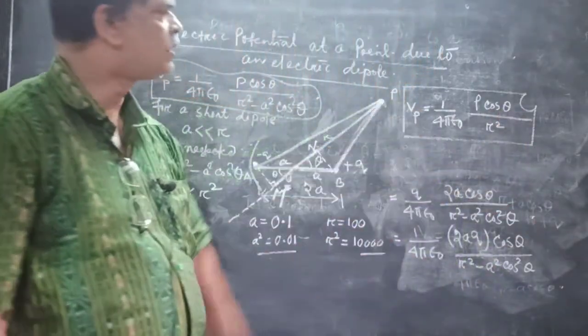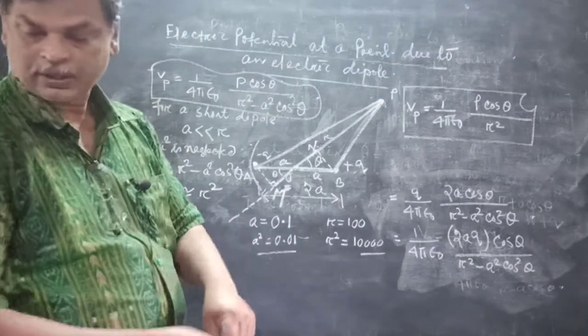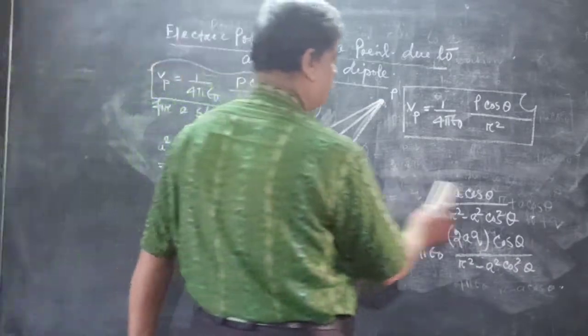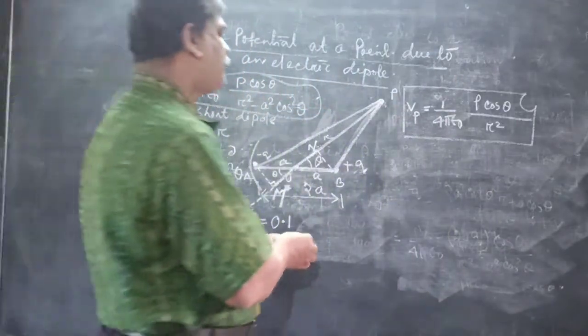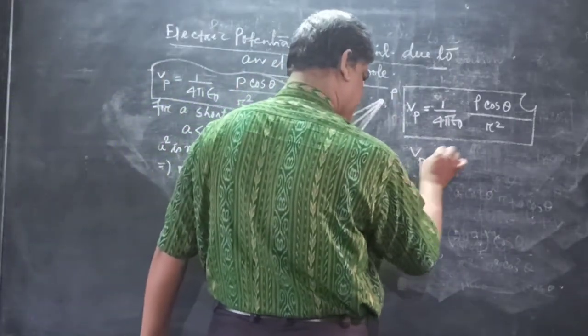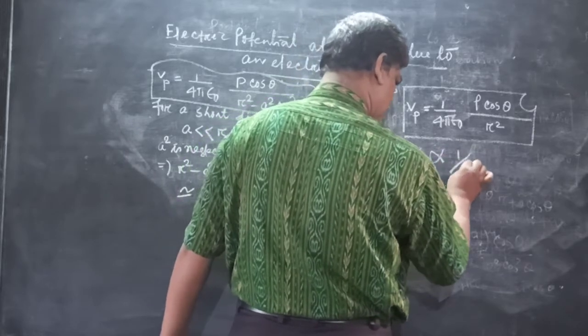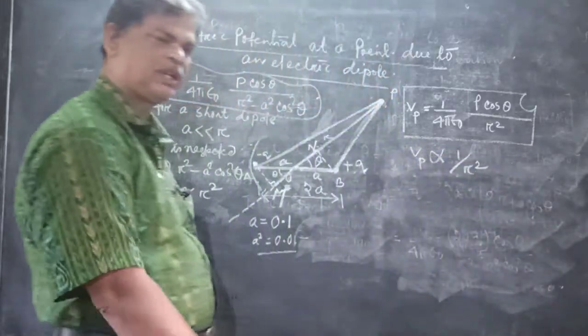On which factors does the potential depend? So here the potential is inversely proportional to R square. Clear? The potential at point P is inversely proportional to R square. Clear?